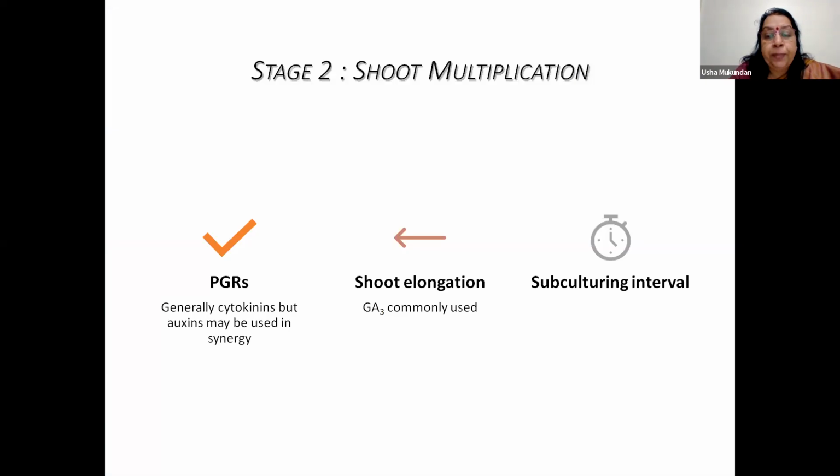Now, for shoot multiplication, you require a PGR, as I mentioned. Normally, it is cytokinins and auxins in synergy. That means some plants may prefer more cytokinins, some may prefer more auxin. However, you are interested in the number of shoots. Now, these are subcultured so that you are amplifying the multiplication rate.